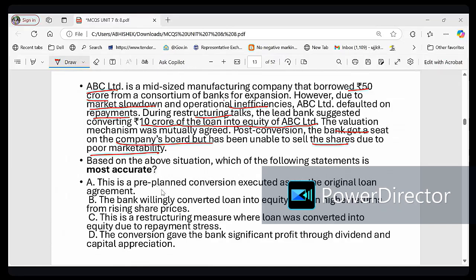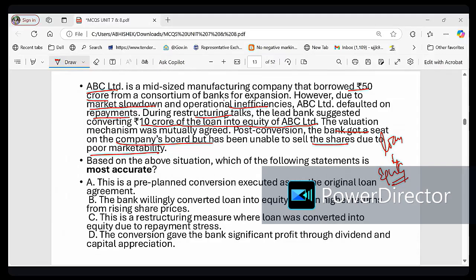So, do you think that converting loan into equity is a safe move for the bank? Basically, what the bank has done is converted loan into equity. Yes or no? Is it safe for the bank? Obviously it is not safe, right? The answer is no, because it is risky. Banks are not stock market investors, right? They prefer a steady repayment.